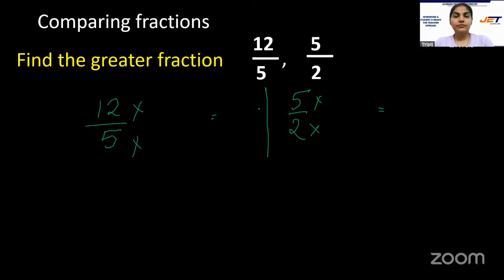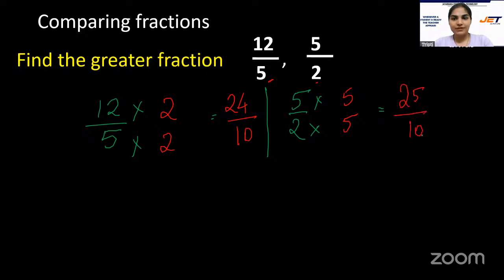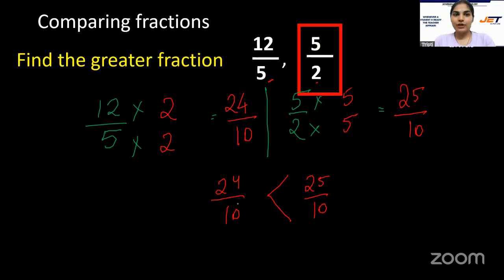So what we'll do here is 12 times 2, 5 times 2 and 5 times 5, 2 times 5. So here 12 times 2 is 24, 5 times 2 is 10. 5 times 5 is 25 and 2 times 5 is 10. So it is 24 by 10 and 25 by 10. 25 by 10 is greater than 24 by 10. Or we can say 24 by 10 is less than 25 by 10. Okay? I hope you got the right answer.